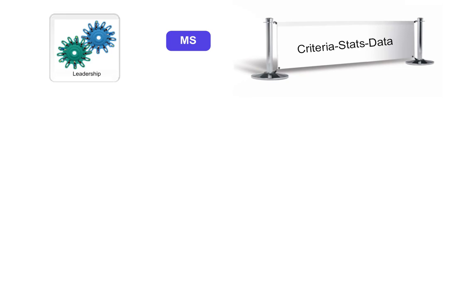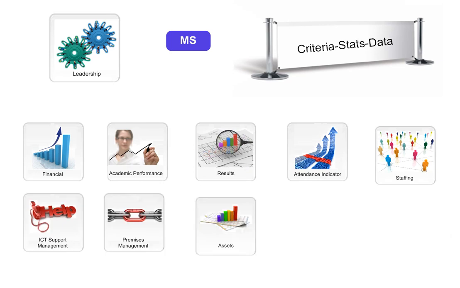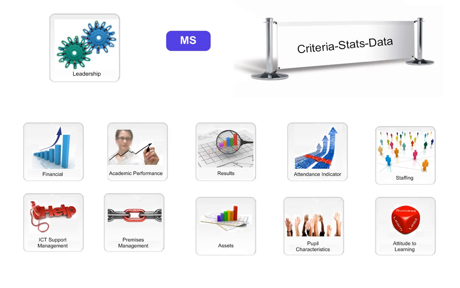which will consist of a number of stats, data from several systems, all brought together within a set criteria of each element. The elements or the modules will cover finance, results, staffing, assets, pupil characteristics and attitude to learning.